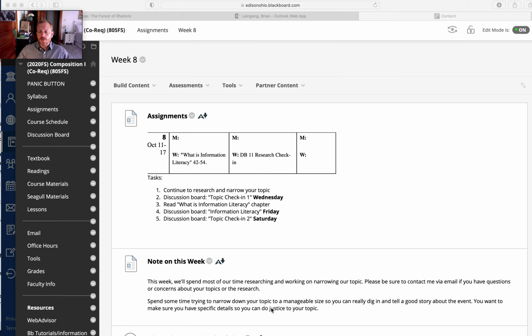This week is a fairly light week in terms of work for due days and reading, but you should be making up for that by doing work on your research narrative. So that's really what I'm going to focus on today.